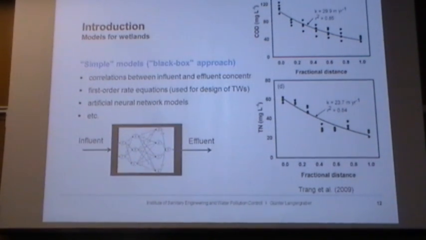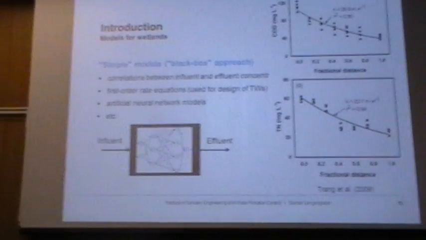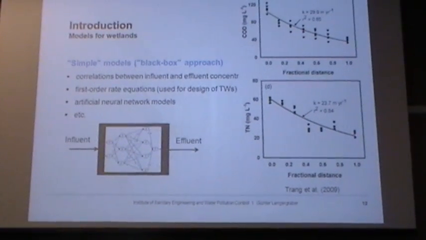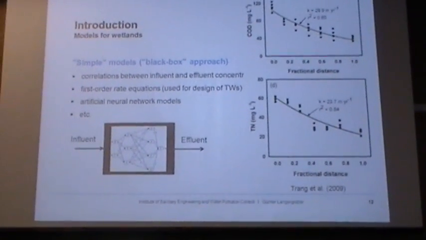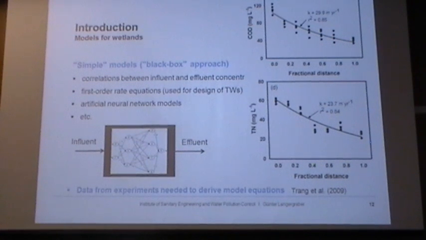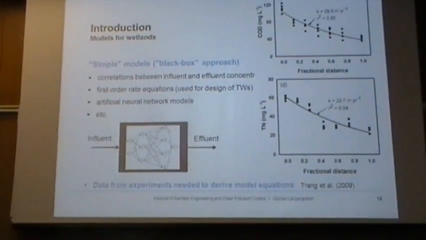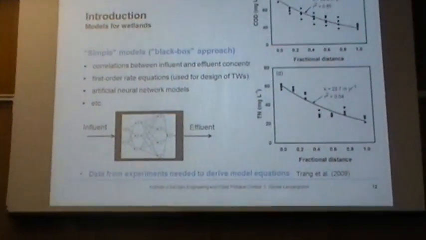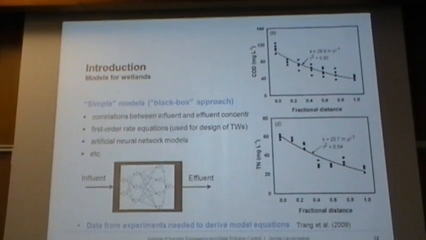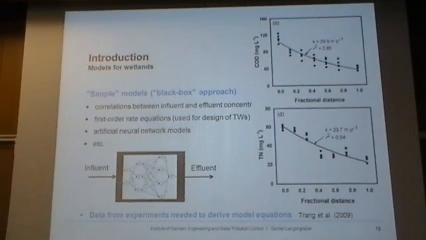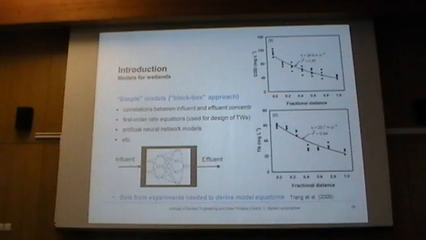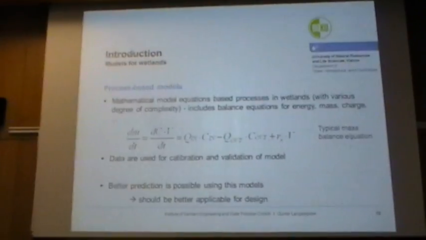And these first order rate equations are most commonly used in designing these systems, but they have the big disadvantage that you derive the data from your experiments and you cannot extrapolate your experiences to other climatic conditions, other types of wastewater, and so on. So you always have to make some preliminary tests to really design your systems on the spot.